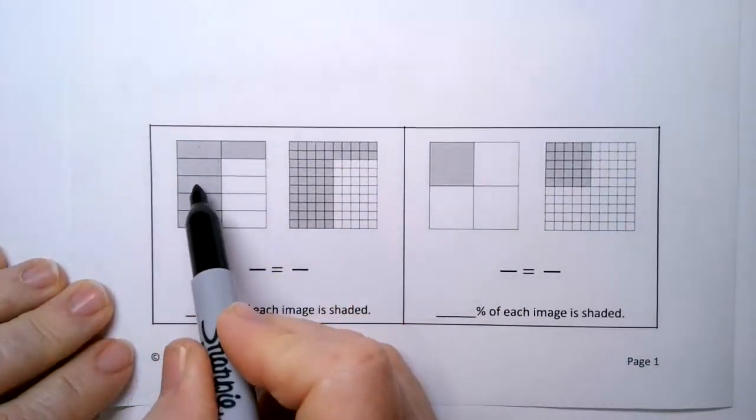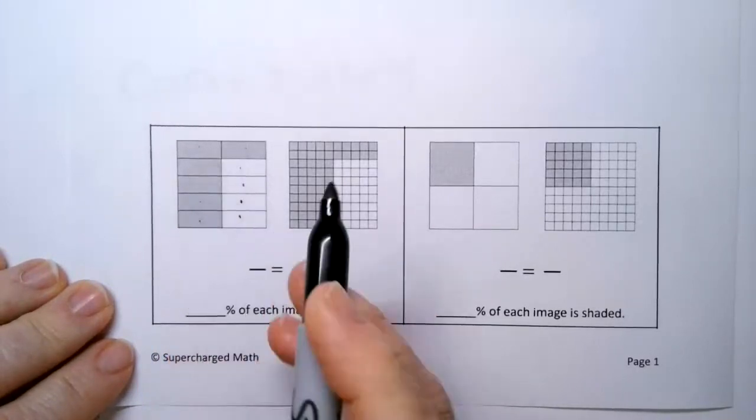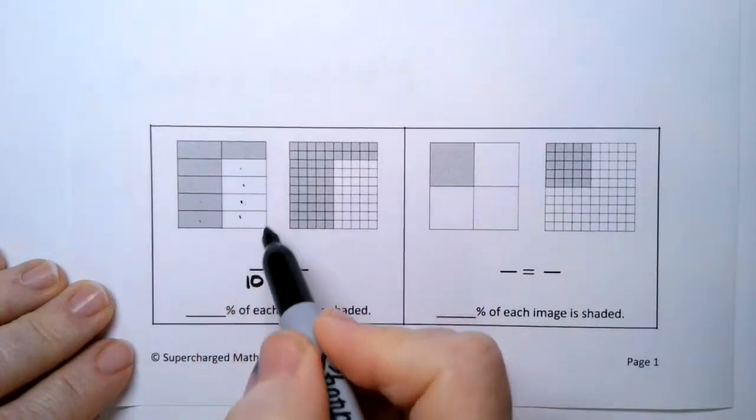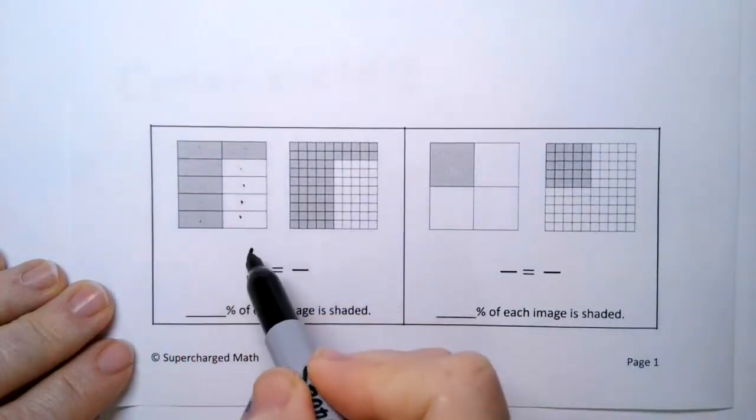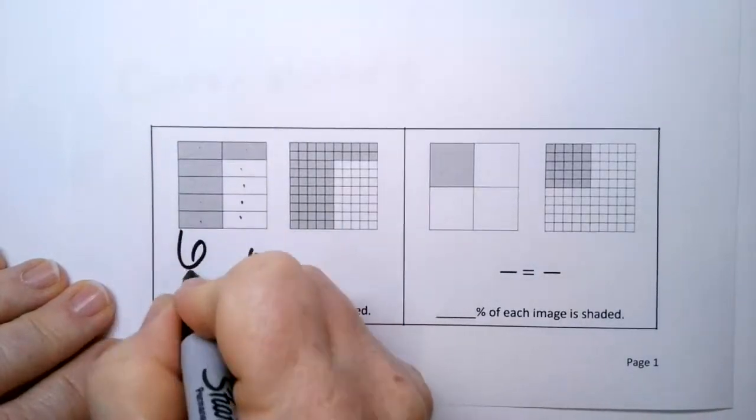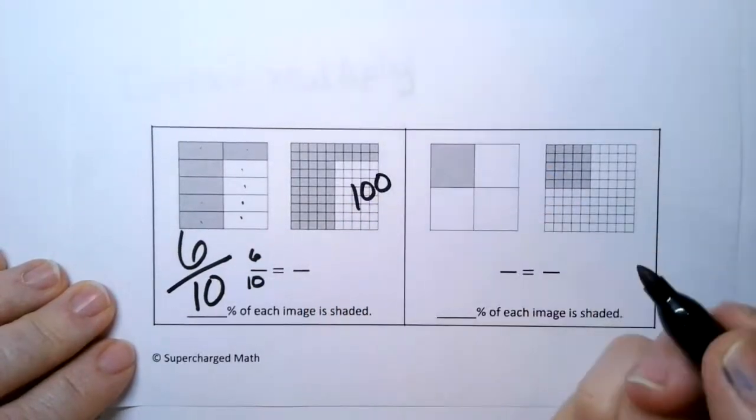So this is 1, 2, 3, 4, 5, 6, 7, 8, 9. There's 10 possible on this side, so the 10 goes on the bottom of this fraction. And how many are shaded? Goes on the top. So I have 6 over 10 here. Wow, I wrote that really small. So this is 6 over 10. There we go. This one is 100 blocks.